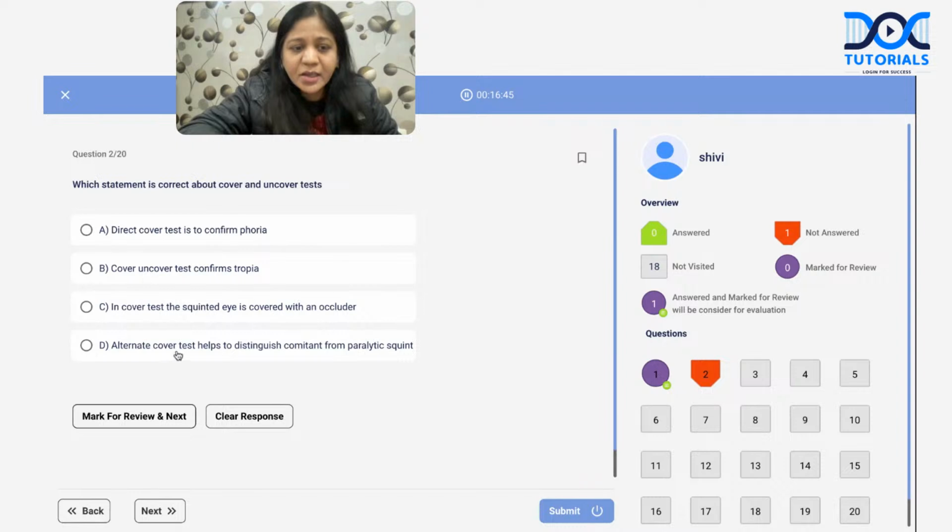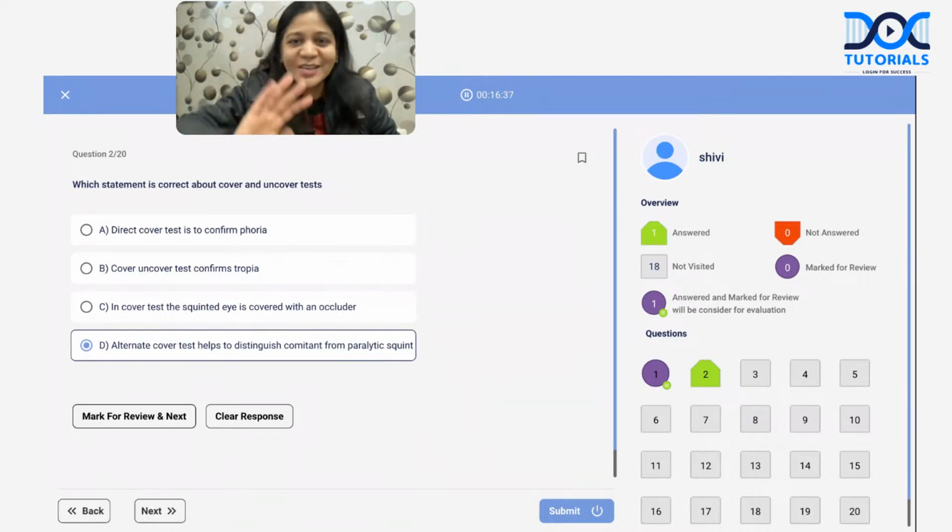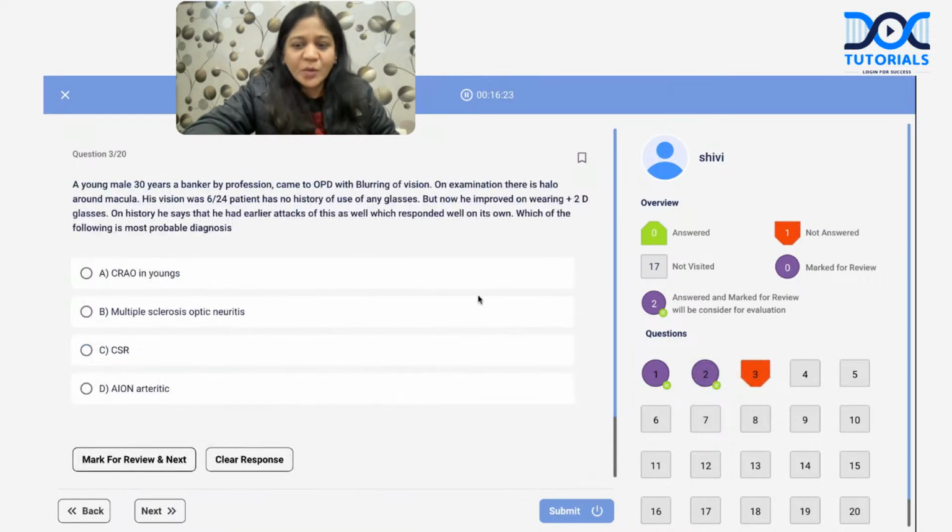Now alternate cover test helps to distinguish comitant from a paralytic squint, so definitely this is my correct answer. क्यों करेक्ट आंसर है? Because first of all three of them are absolutely wrong, and I also know that in alternate cover test I can see what is the secondary deviation, what is the primary deviation. So that tells me whether this is a comitant squint or an incomitant squint. So I will quickly go for that. Okay, now what is my third question? It says that there is a young male 30 years old banker by profession.